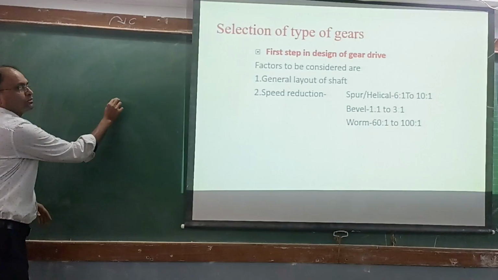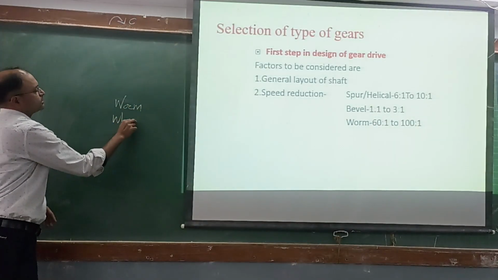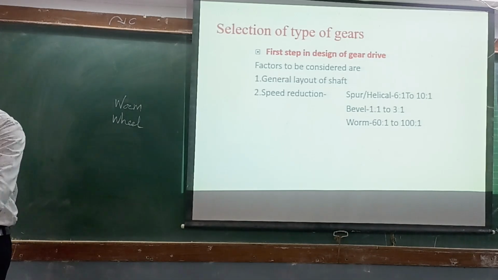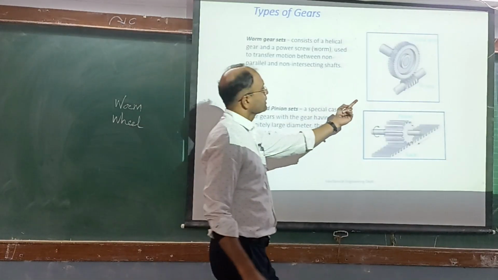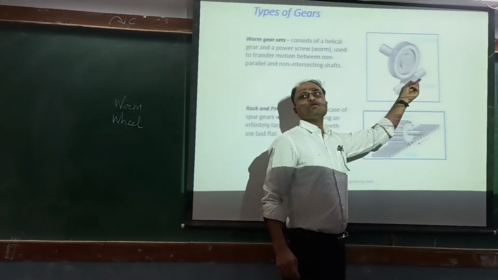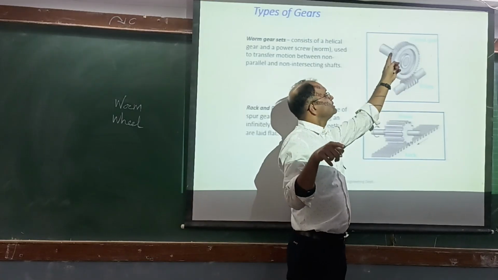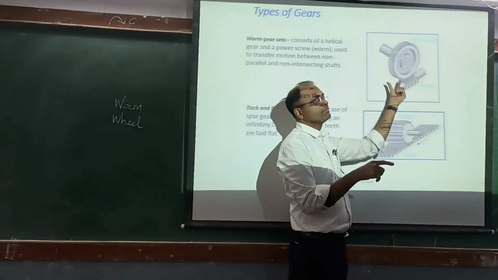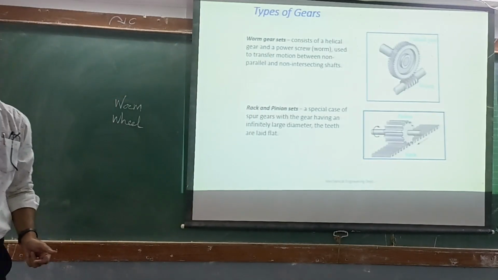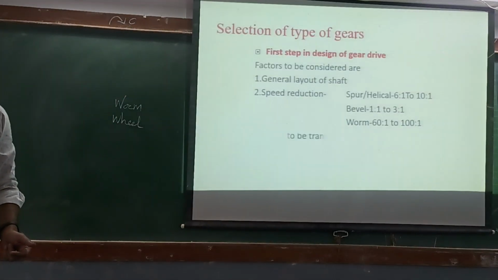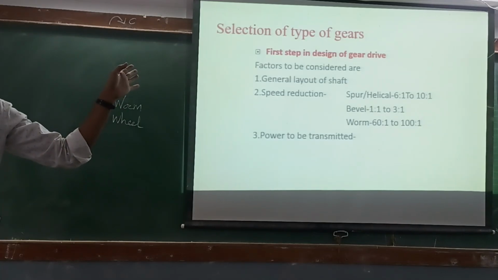What are the two components in worm and worm wheel? Worm is one and the other one is worm wheel. In this figure you can see, this component is called the worm. It is in the form of a screw, and this is the worm wheel. You can see the diameter difference also. They have a large diameter difference. Because of this, you can achieve a reduction of 60 to 100. This much reduction is possible by using worm and worm wheel.